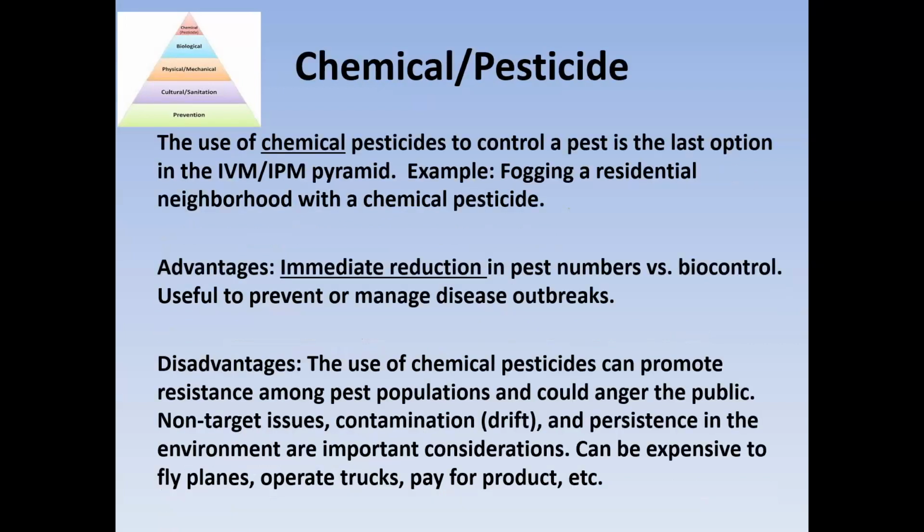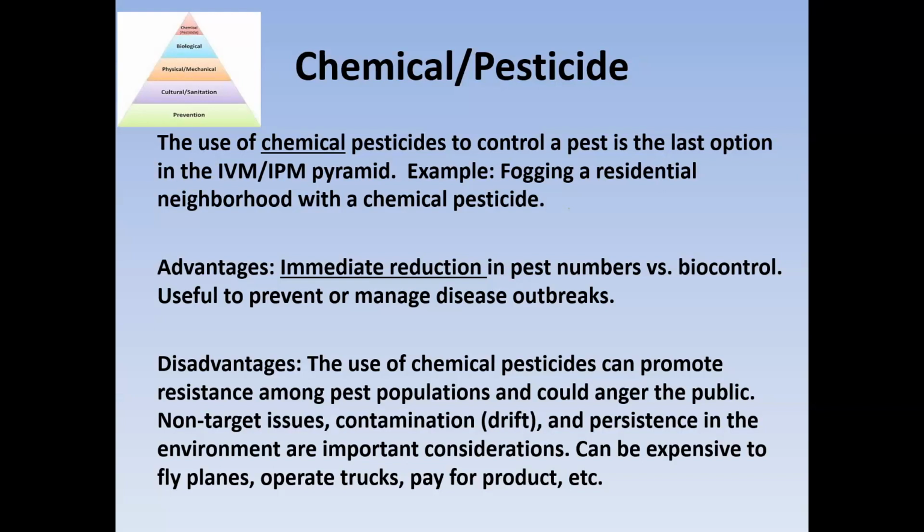Okay, the very last point of the pyramid there is chemical pesticide, and the use of chemical pesticides to control a pest in the last option of the IVM pyramid. For example, fogging a residential neighborhood with a chemical pesticide. Advantages of this are immediate reduction in pest numbers versus biocontrol, and it's useful to prevent or manage disease outbreaks. So if you have dengue transmission in your neighborhood or West Nile or something along those lines, and you really need to knock down the number of mosquitoes, the most immediate way to do it is chemical pesticides.